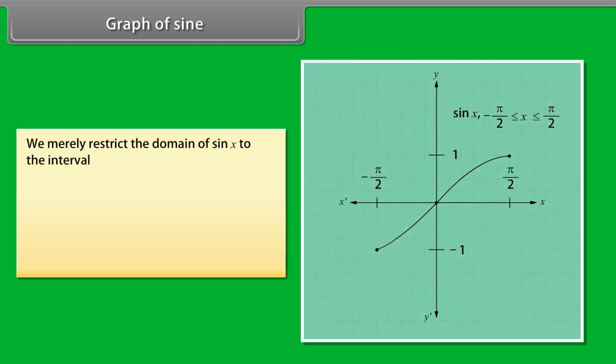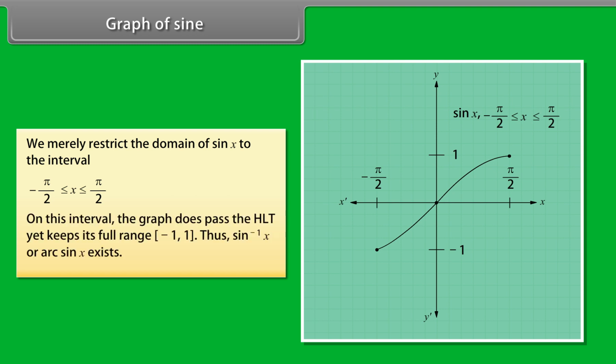Easily, we merely restrict the domain of sine x to the interval minus pi by 2 less than or equal to x less than or equal to pi by 2. On this interval, the graph does pass the HLT, yet keeps its full range, minus 1 to 1. Thus, sine inverse x or arc sine x exists. This is not the graph of sine inverse x. It is merely the part of the sine x function that is used to graph the inverse sine function.